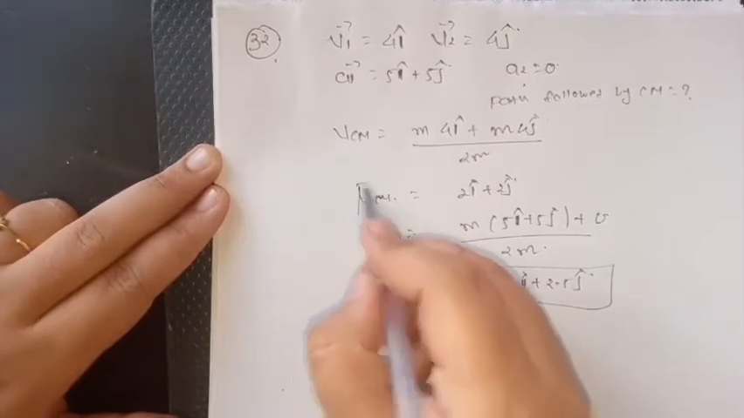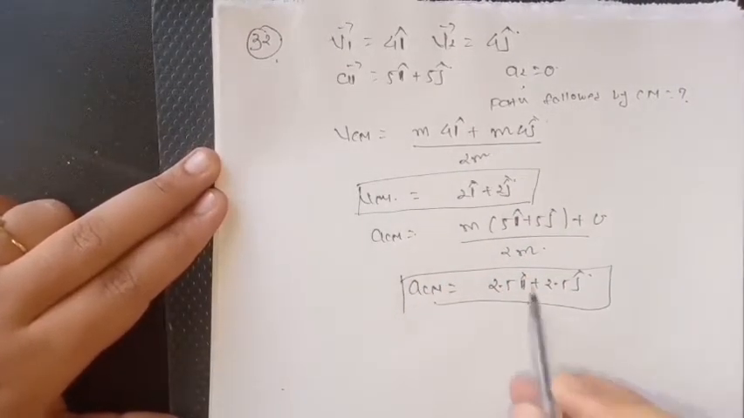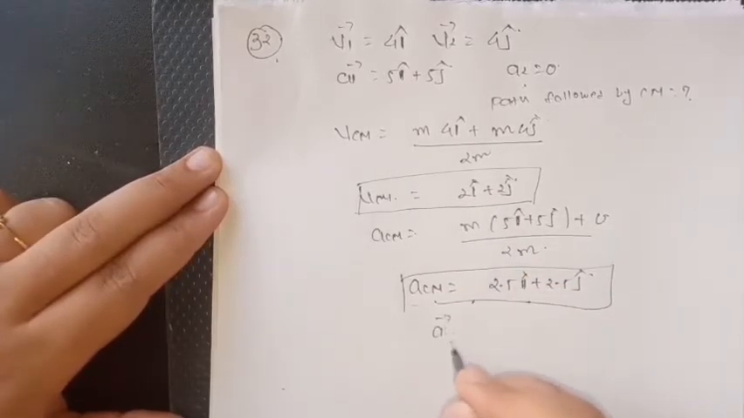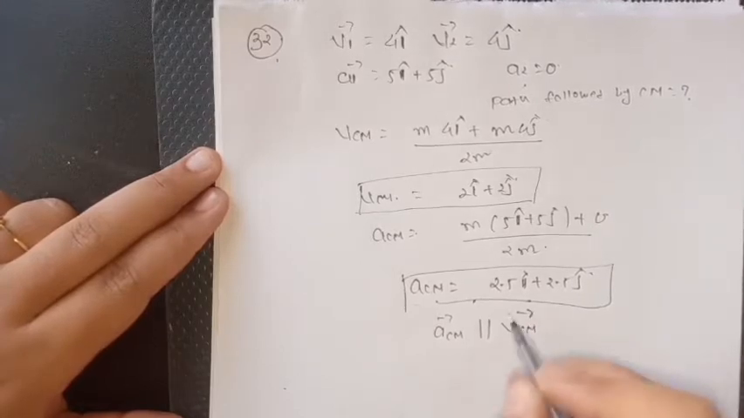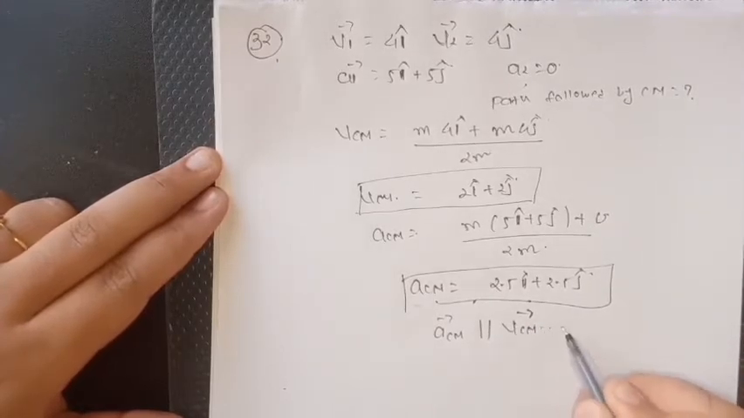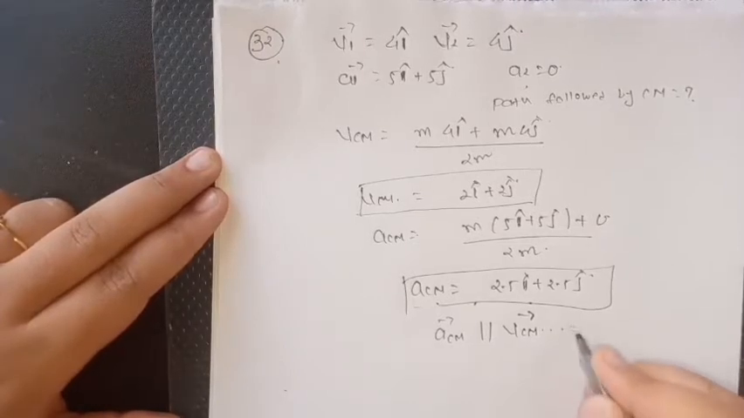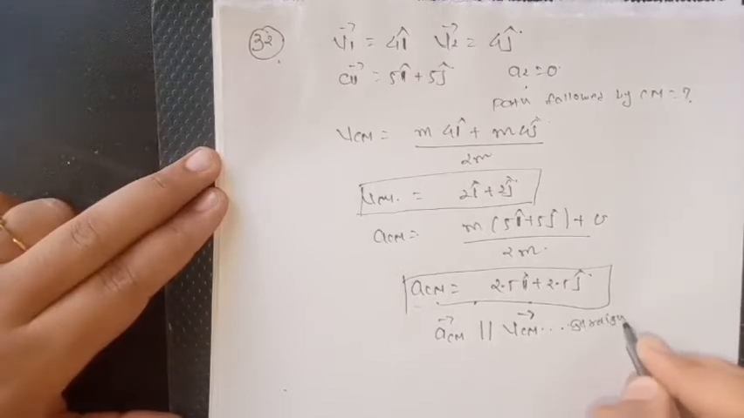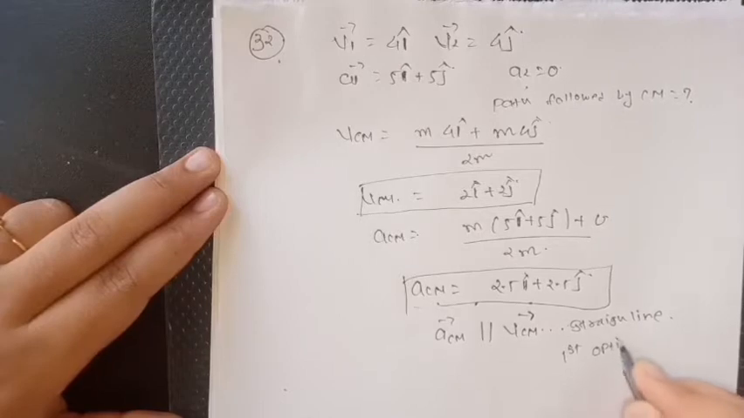Here, from the equations of velocity of the center of mass and acceleration of the center of mass, we can say that velocity and acceleration are parallel to each other. ACM is parallel to VCM. That means the force acting on the particle is in the direction of its velocity. So the particle, or center of mass, will follow a straight line. So the first option is correct.